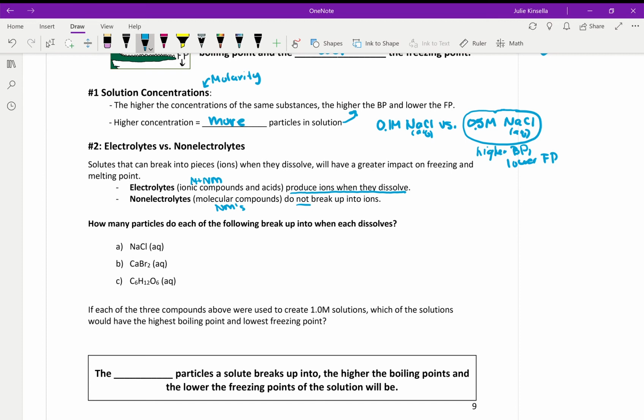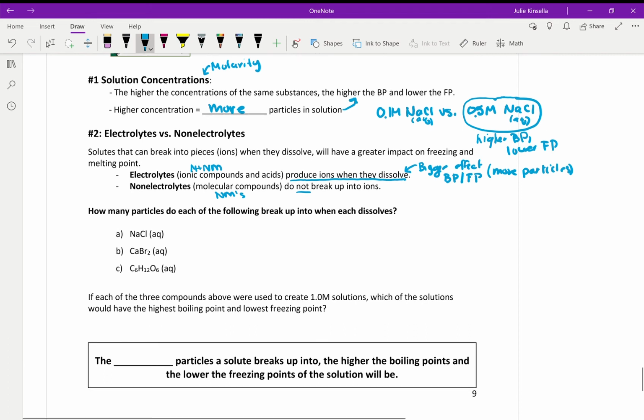So the idea is that electrolytes, because they produce more ions when they dissolve, are usually going to have a bigger effect on your boiling point and freezing point, because of that idea of them producing more particles in your solution. So what you have to be able to do when you see this in the practice is identify: is your compound an electrolyte or non-electrolyte? So will it break up into more particles or just stay as one?